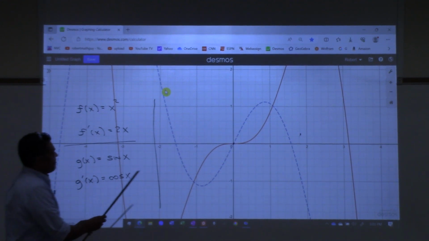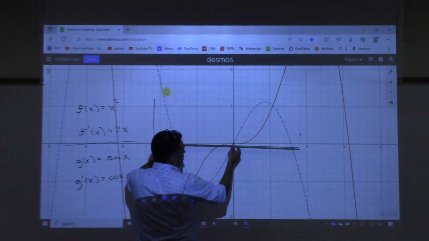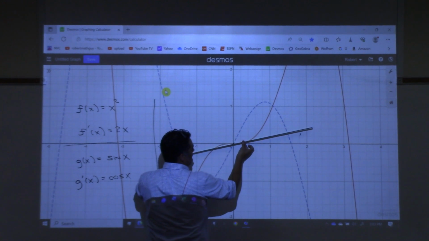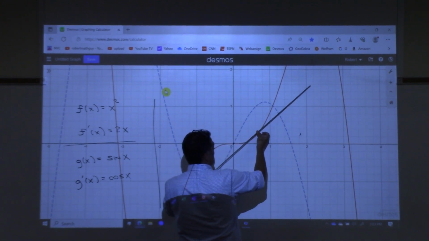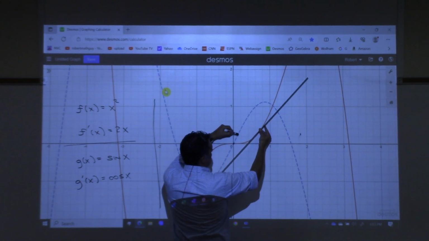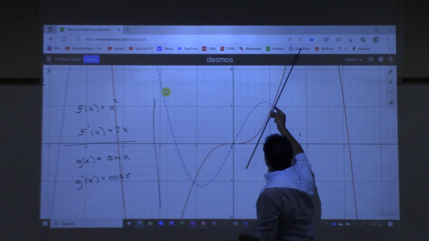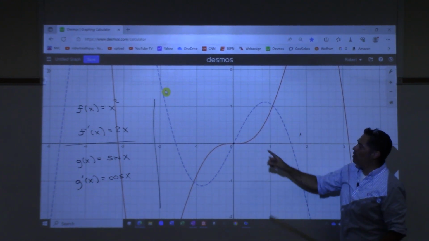Okay, let's see. Tell me what happens to the slope of the tangent line here as I move to the right. So we're going, and it's what? Positive and getting bigger. Is that what the blue one's doing? Positive getting bigger, positive getting bigger. What's supposed to keep happening? Positive bigger, positive bigger. Is that what the blue one does?